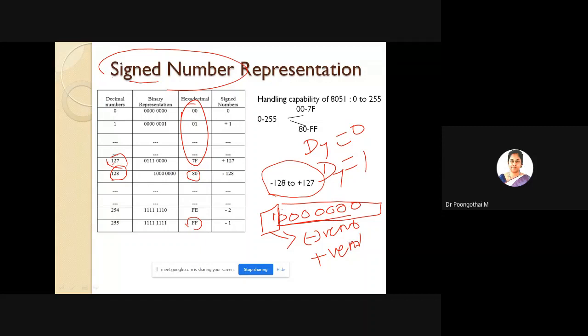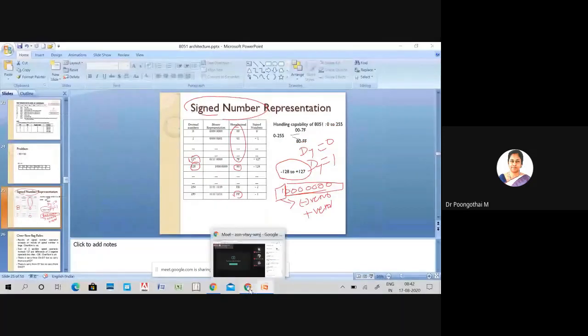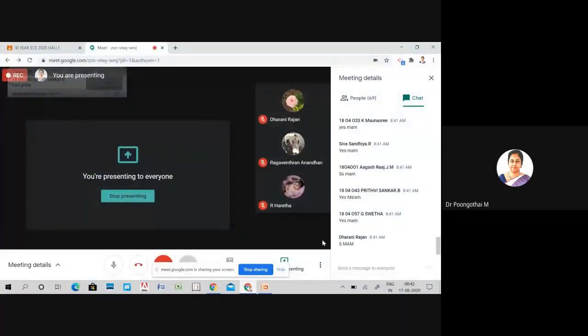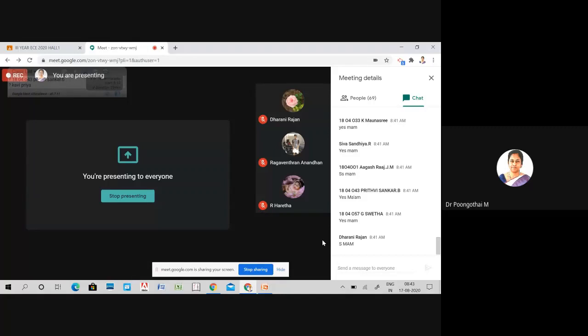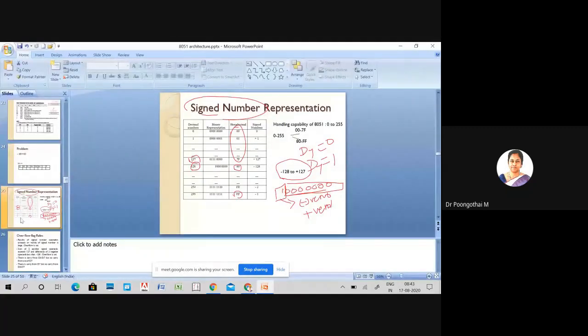Okay, so while programming, using D7 we can identify whether the given number is a positive number or a negative number. D7 is 1 means the number is negative, otherwise positive. Any doubts regarding this? Any doubts? Okay. So next, coming to the overflow flag.